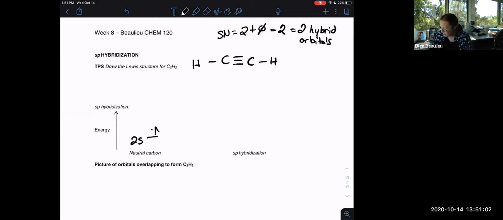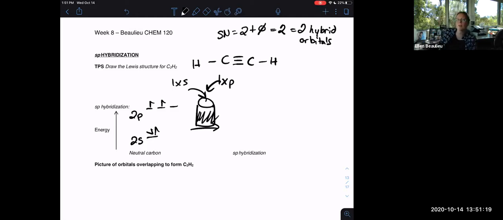Okay, I'm going to remind you, what did my neutral carbon look like? And then I'm going to ask you to put 1 s orbital and 1 p orbital in that blender and spit out and tell me, what does sp hybridization look like? Where are the electrons? What do you predict in terms of bonding of an sp hybridized carbon?